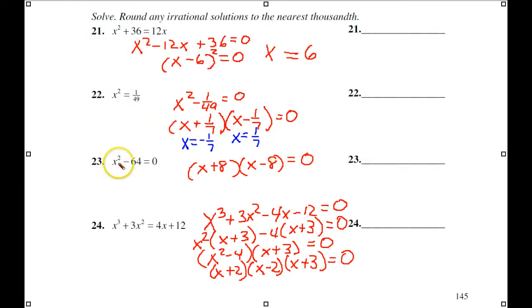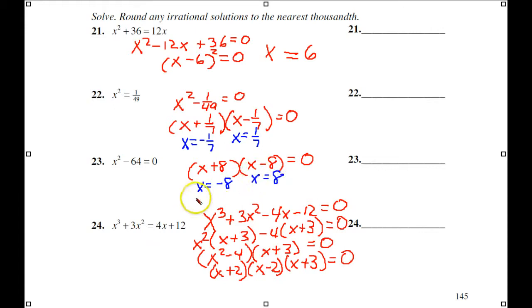And this was already a difference of perfect squares equals 0, so I factored it into its conjugates. And here this will be x equals, when I transpose it, a negative 8. This is going to be x equals a positive 8.